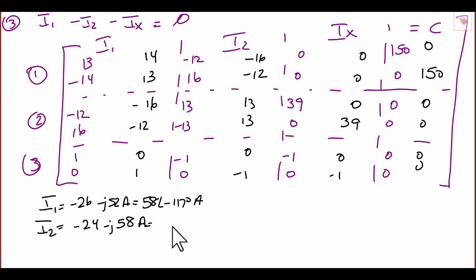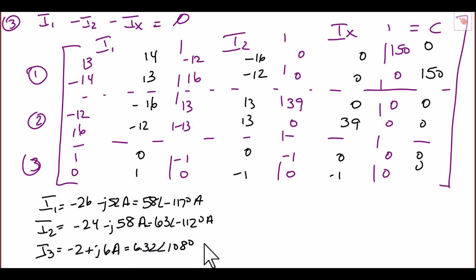Remember, we then do reduced row echelon form on this matrix, which yields the answers, which are I1 equals negative 26 minus J52 amps, or 58 with an angle of negative 117 degrees. I2 is negative 24 minus J58 amps, or 63 with an angle of negative 112 degrees. And IX is negative 2 plus J6, which is 6.32 with an angle of 108 degrees.